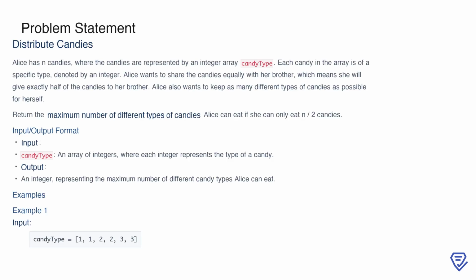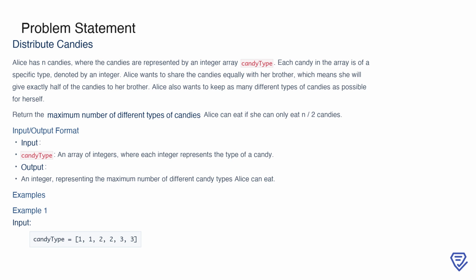In this problem, we are tasked with helping Alice distribute her candies. Alice has a total of n candies, and the types of candies are represented by an integer array called candyType. Each unique integer in the array corresponds to a specific type of candy. Now, Alice wants to share her candies equally with her brother, which means she will give exactly half of the candies to him. However, Alice also wants to keep as many different types of candies as she can for herself.